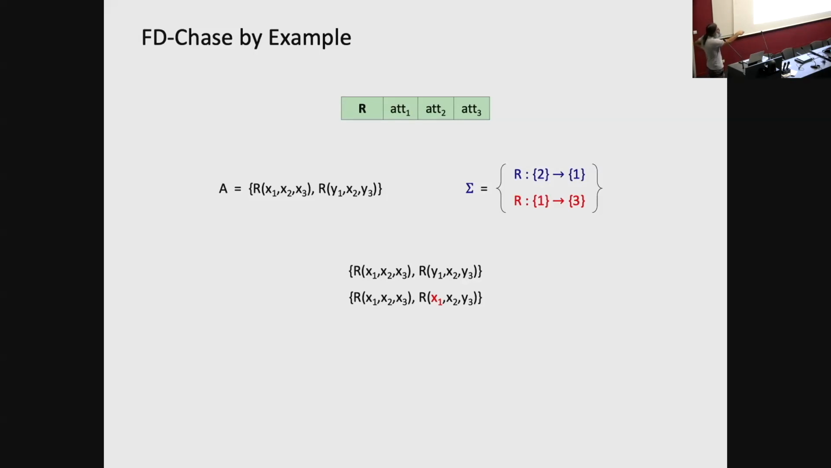So here I decided to, and we will make this a bit more precise later, replace y1 with x1, and everything is fine concerning the first functional dependency. But now this second set that I produced violates the second functional dependency. Why? Because after replacing y1 with x1, I get the same value at the first position, but I have a different value at the third position. And the chase will go one step further and unify x3 with y3. And since we are building a set, now I got the same atoms, so in the end, the result will be R(x1, x2, x3) here. And that's it. Floris.